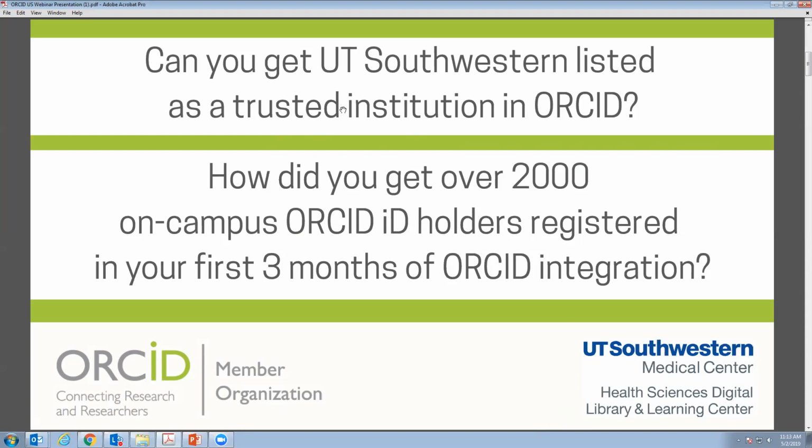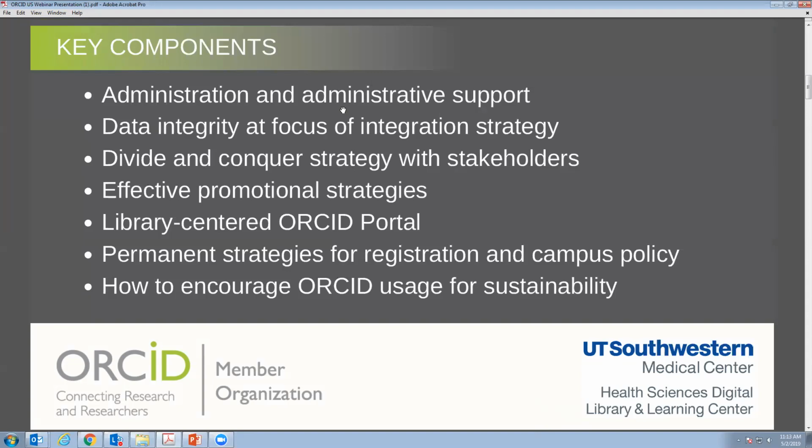I'll tell you some of the key components of why we got that result, and how you may be able to adapt that to your own strategies. The first is administration and administrative support. We'll also talk about data integrity, divide and conquer strategies, effective promotional strategies, the library-centered ORCID portal, permanent strategies for registration, and then how to encourage ORCID usage for sustainability.